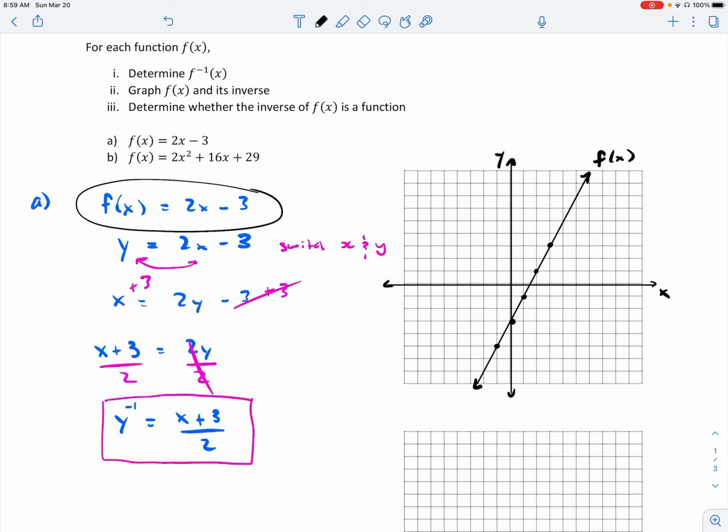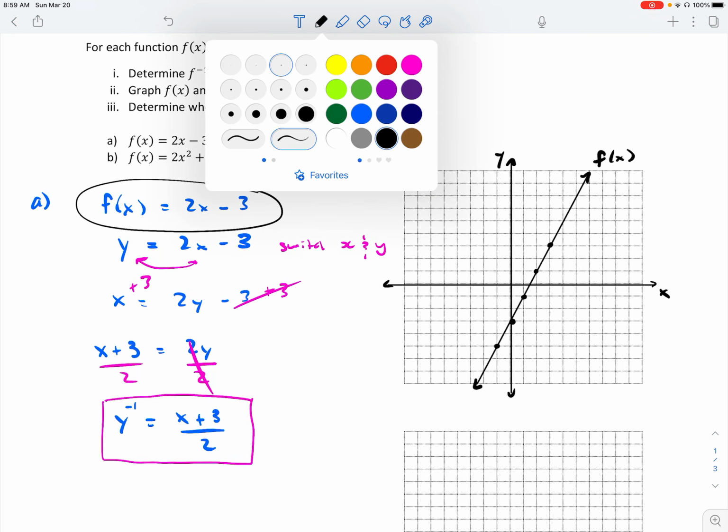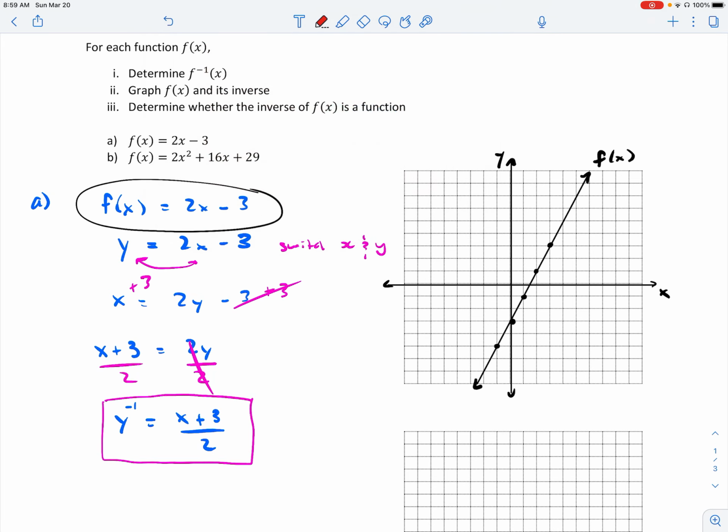Okay, now graphing the inverse is actually kind of fun. We don't really need to do anything with this equation, although we could try to rearrange it into slope-intercept form and then graph it, or set up a table of values. But what I'm going to do is take my knowledge about inverse functions. I know that inverse functions always reflect along the line y equals x. That's one of the properties of inverse functions.